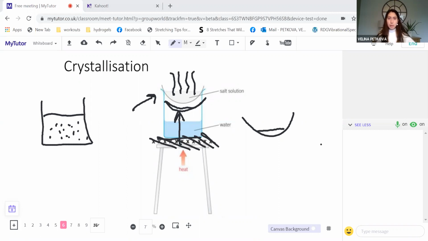So we're going to do distillation now. Let's move on to distillation then. So that is your crystallization.